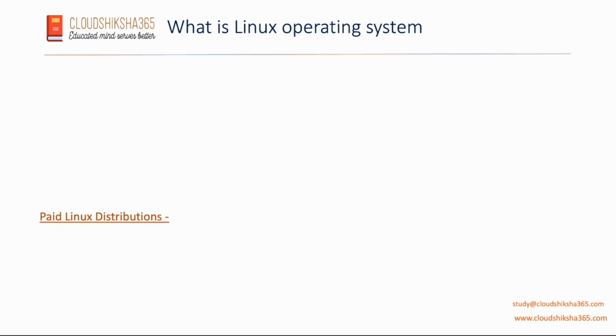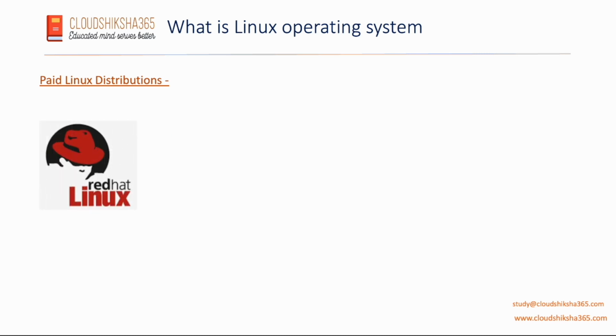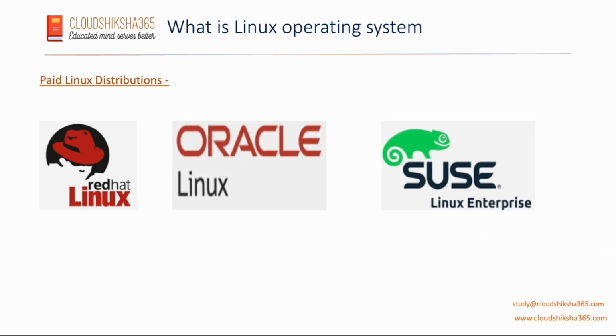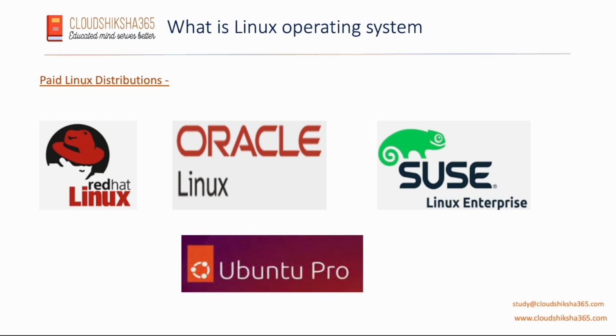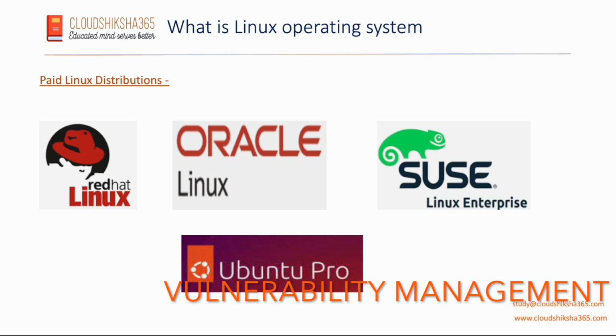Now we will move to the next slide where I am going to show you a few of the popular but paid Linux distributions, and the top of the list is Red Hat Linux, then Oracle Linux, SUSE Linux Enterprise and Ubuntu Pro. The basic difference between open source and paid Linux distributions is that with paid ones you get support, technical support, and of course vulnerability management and timely patches for your Linux distribution.